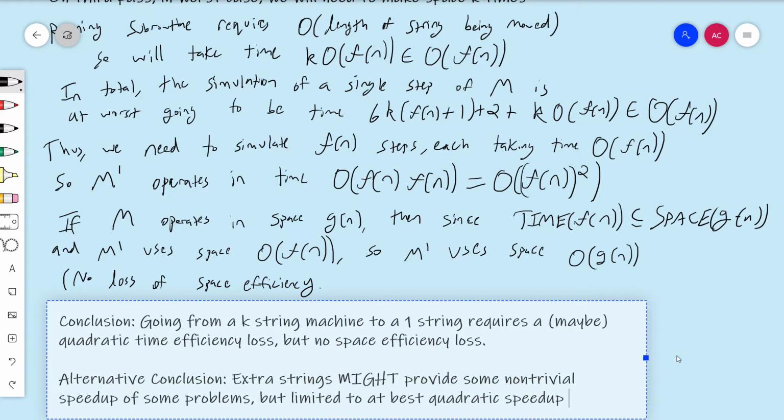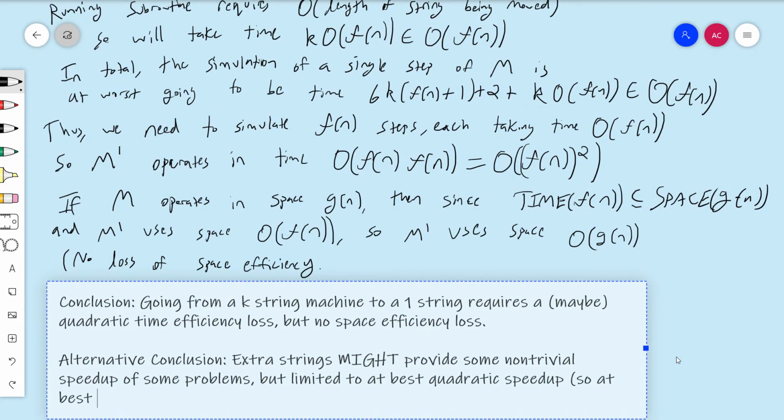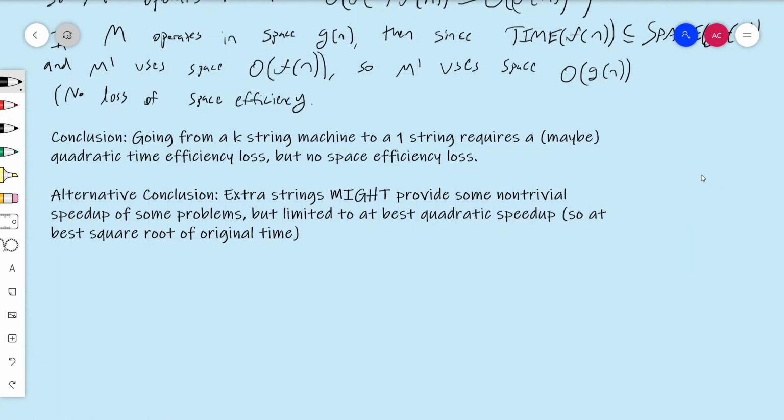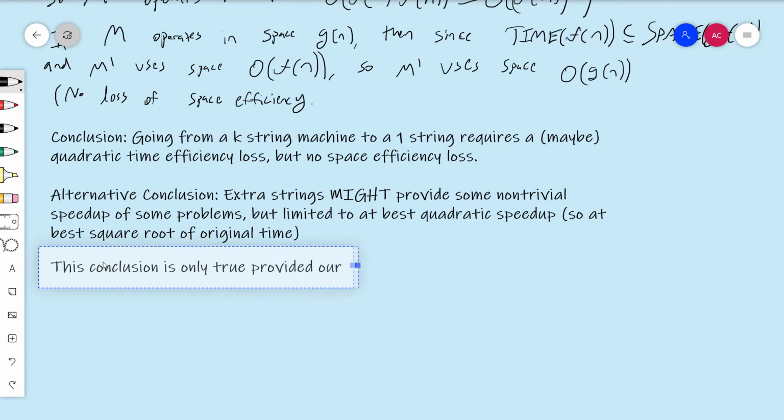Parallelism might, and I'll show will, provide some speedup, but it's at best kind of a square root speedup. So at best, you know, square root of original time, which we'll see in the grand scheme of things is really not that great. It's not enough to really make any big changes to the theory. But let's talk about this. So this conclusion is only true provided our simulation is optimal.